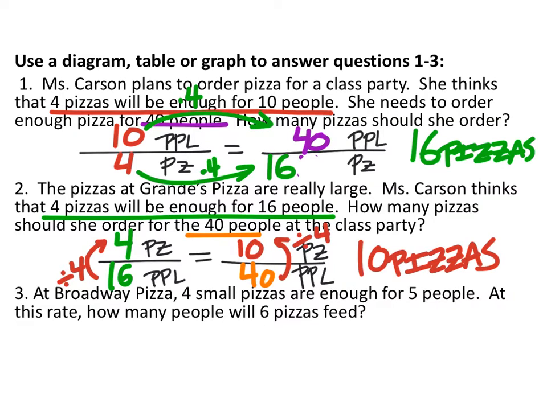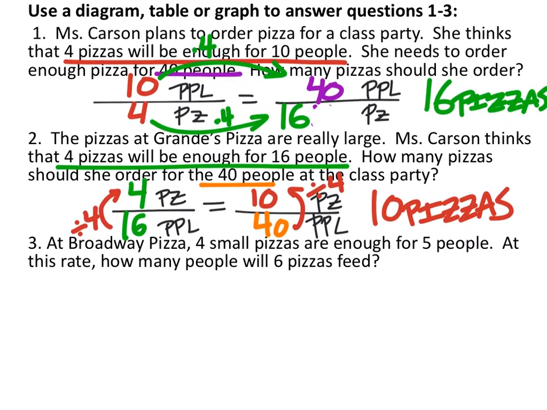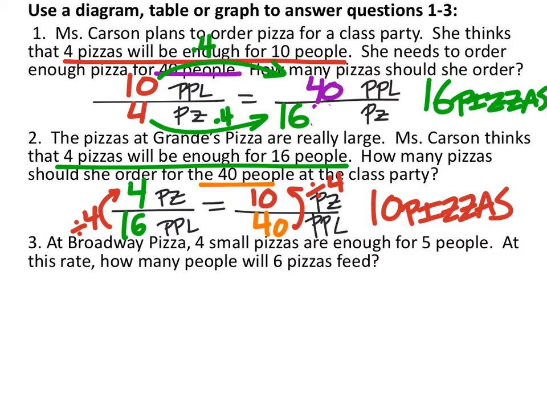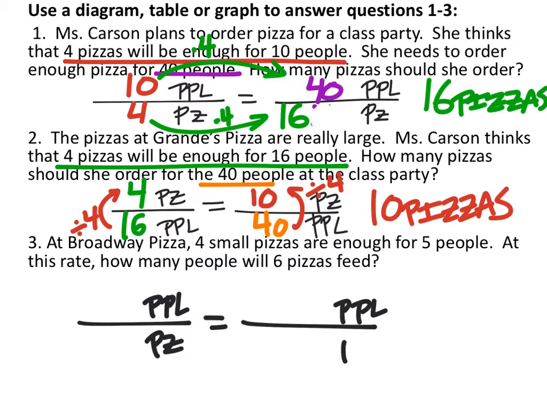That's very good. Finally, number 3, at Broadway Pizza, 4 small pizzas are enough for 5 peoples. At this rate, how many peoples will 6 pizzas feed? So once again, we go to the proportion, which we love so much. And move this up a little bit. Yep, still a proportion. So we got 2 fractions that are equal. And I'm going to keep the peoples in the numerator, and then pizzas in the denominator, so we know the difference, and then we know where to put these numbers.